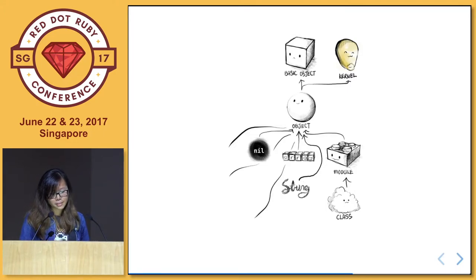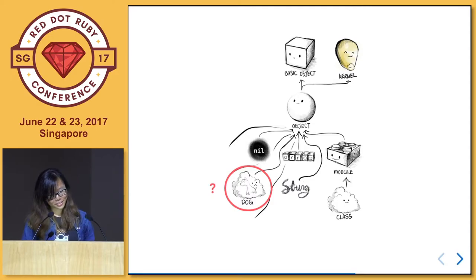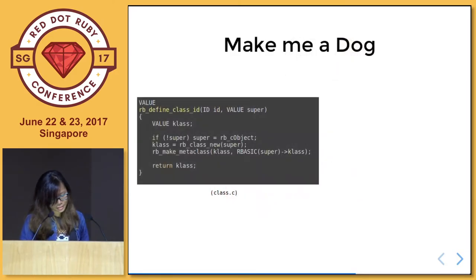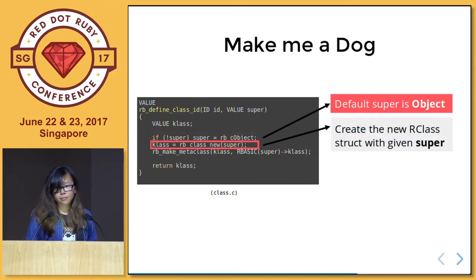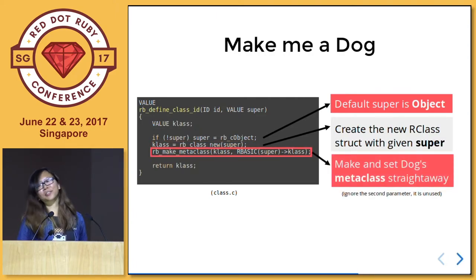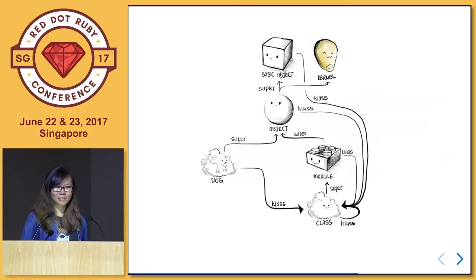So we're happy with that, but now the next interesting question is, what happens when I actually define my own class? So say I want to define a class Dog. A key function that gets called is rb_define_class_id. And this basically does three things. The first is, if we don't specify an explicit super, we set the default super to Object, which you all know, right? Second, we actually create the new class, so we initialize a new RClass struct with the given super. And this also sets the class pointer of this RClass struct to point to Class with a capital C. And finally, we actually make and set the metaclass of this class straight away. So before we talk about metaclasses and all, our diagram looks like this. It's pretty simple, right? We just created a new class, Dog, we set its super, we set its class pointer.